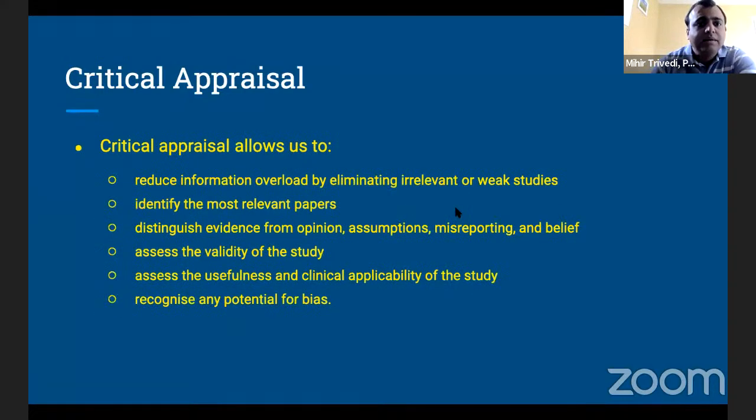Next, it allows us to reduce information overload by eliminating irrelevant or weak studies. Critical appraisal also identifies the most relevant papers, distinguishes evidence from opinion, assumptions, misreporting, and belief. It also assesses the validity of a study, assesses the usefulness and clinical applicability of a study. It also recognizes any potential for bias.